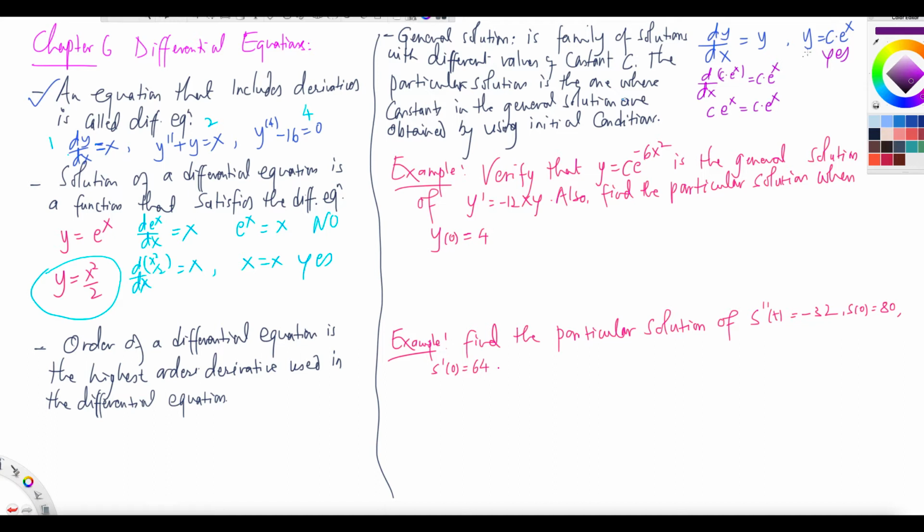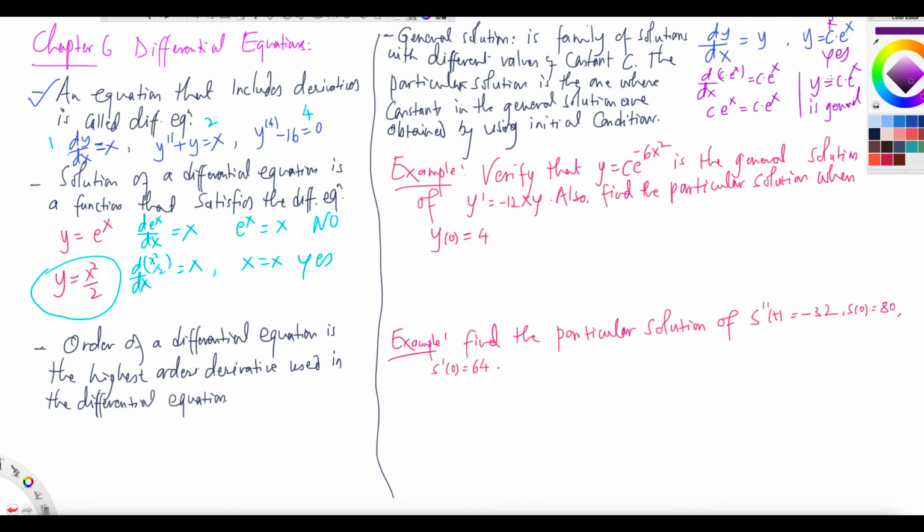But if you replace c by 1 or 2 or 3, -1, -2, -3, or 0, whatever value of c you pick, you get this as a solution. C equals 1, 2, 3, any value of c is also a solution. So this is called the general solution, which has a constant there. So y equals c times e to the x is a general solution, a general solution that satisfies for all values of c.